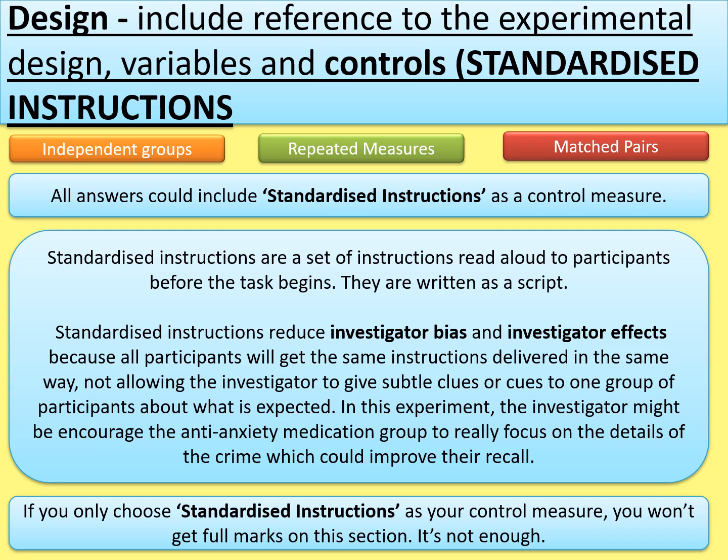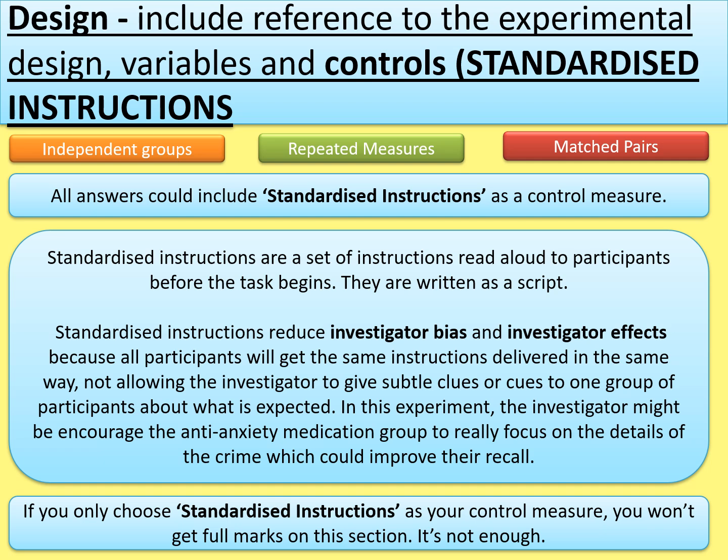The other thing you can use as a control measure for any experimental design is standardised instructions. Standardised instructions as a control measure are a set of instructions read aloud to participants before the task begins. They are written as a script. So you say that that's what they are. And then you need to say what they control.